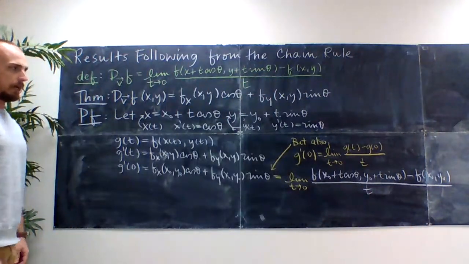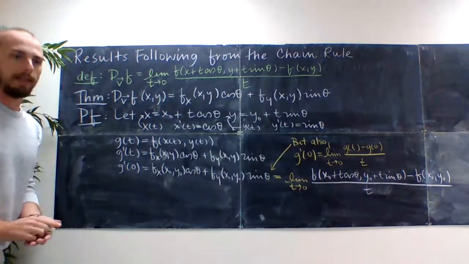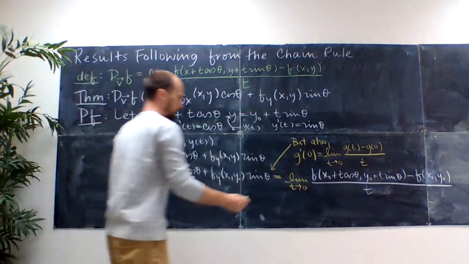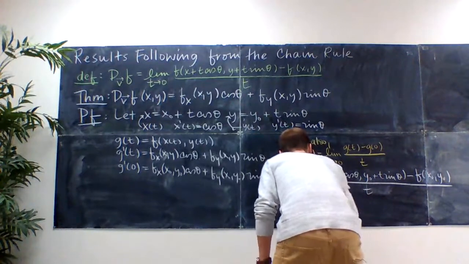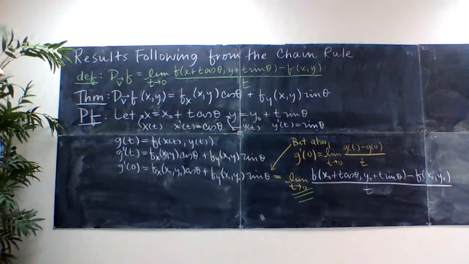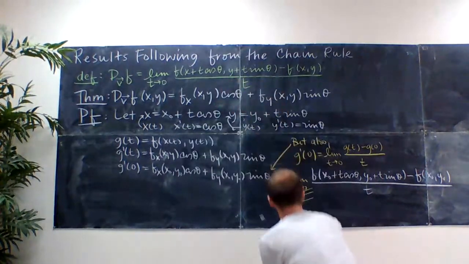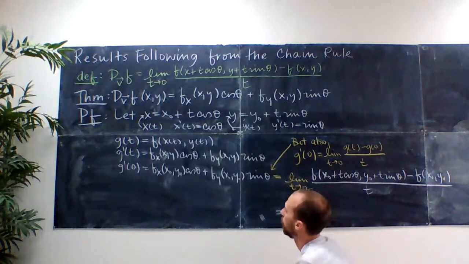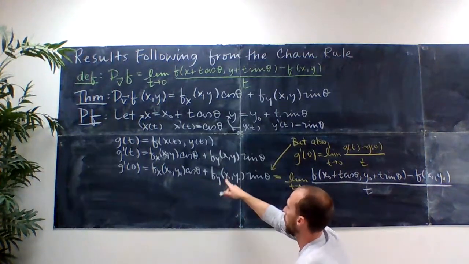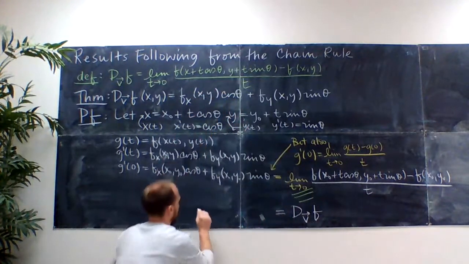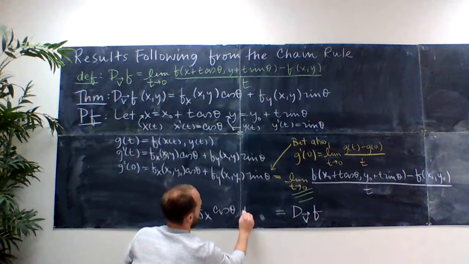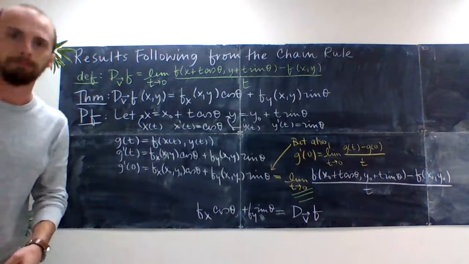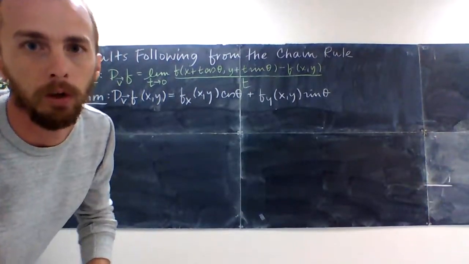Okay. Now, this should look familiar, right? This is the definition of the directional derivative. Okay. Meaning that if on the right side I have the directional derivative of f in the direction of v, well, this is fx cosine theta plus fy sine theta. Which is what I'd set out to show in the first place. All right, now we're ready.